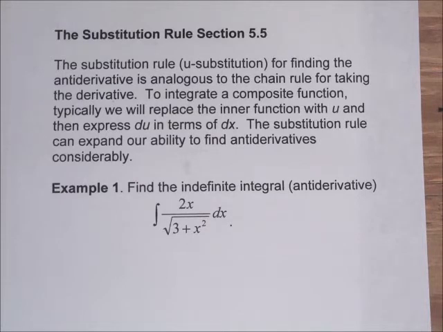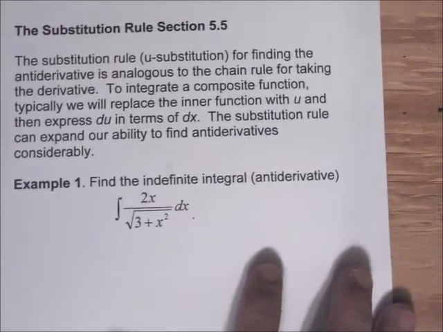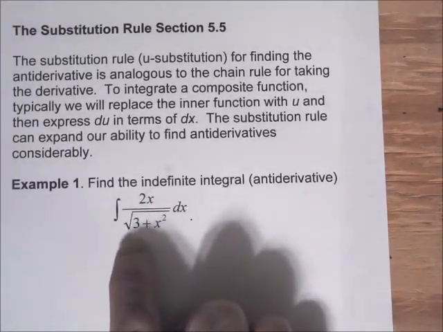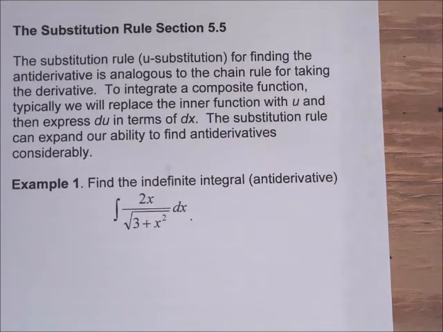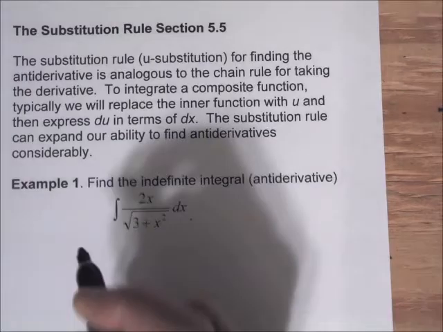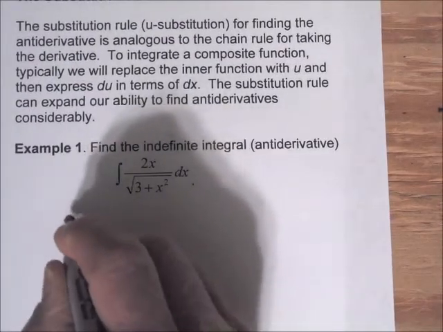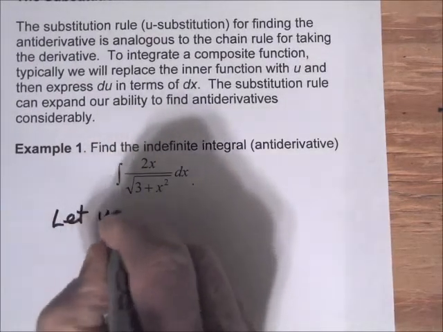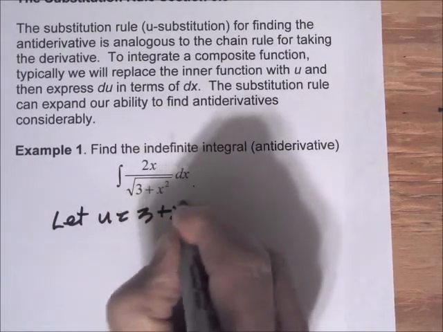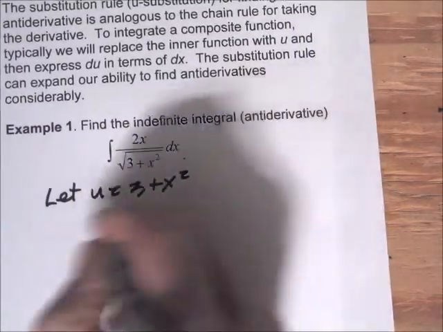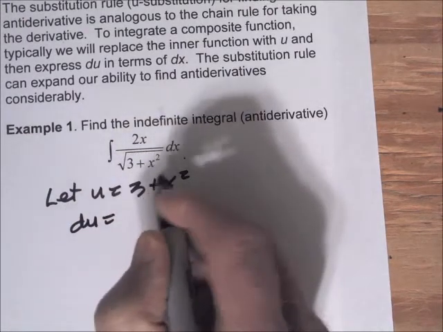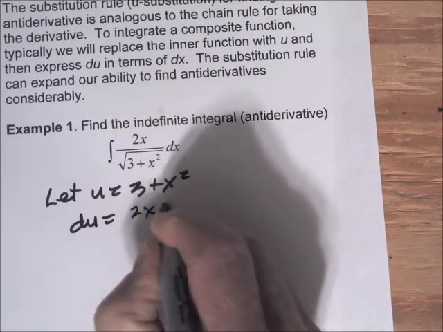Okay, so in this example, find the indefinite integral, or antiderivative, of 2x over the square root of 3 plus x squared. In the denominator, we have a composite function: 3 plus x squared under the square root. So u is typically the inside function, so we're going to let u equal 3 plus x squared, and then du, taking the derivative of u, we get 2x dx.